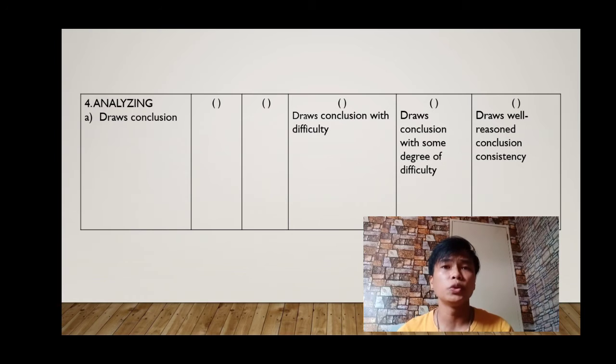Let's proceed to the competent category. In the competent category, the students draw well-reasoned conclusions consistently. An example of this is the student can picturize or imagine well-reasoned conclusions, or he or she can support his conclusion and analyze it consistently.